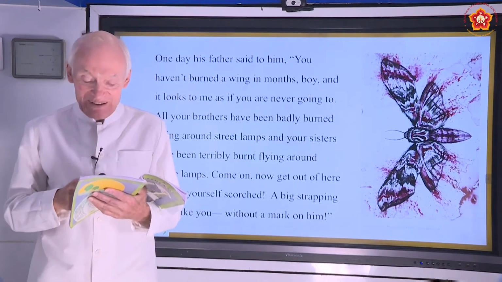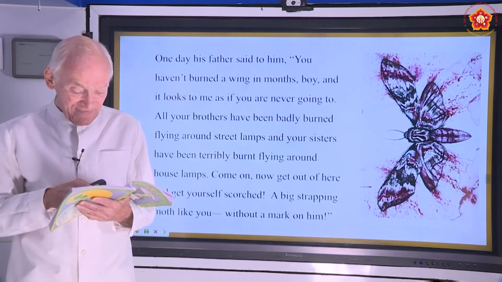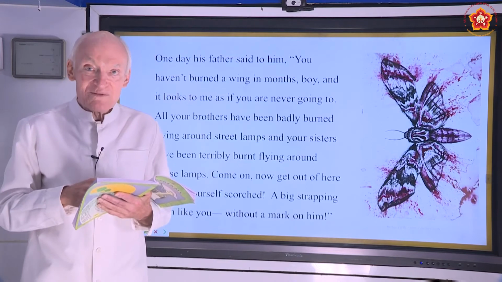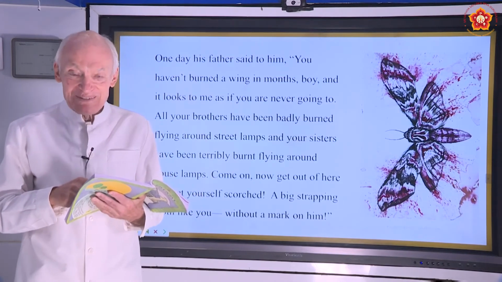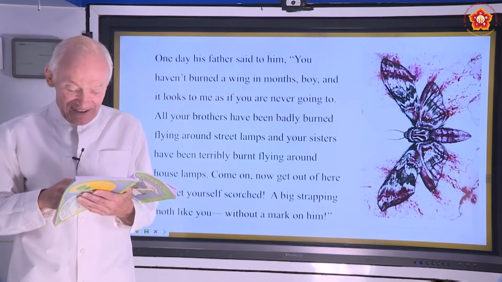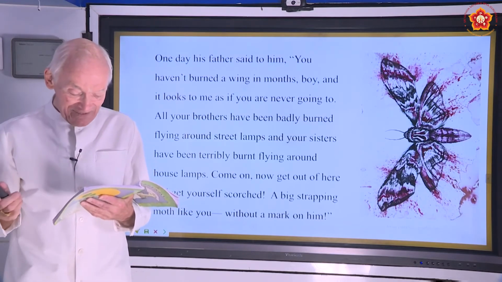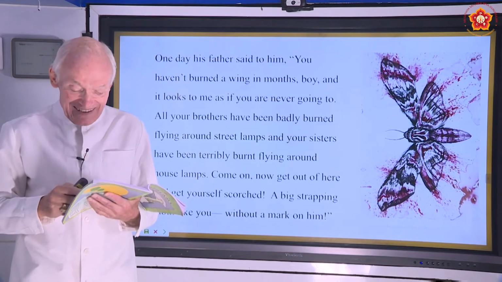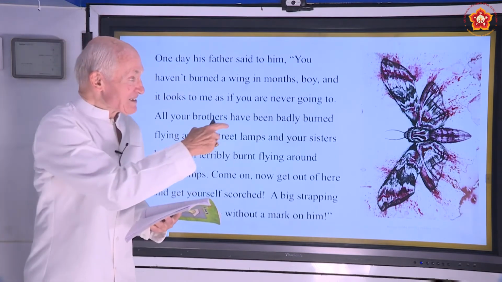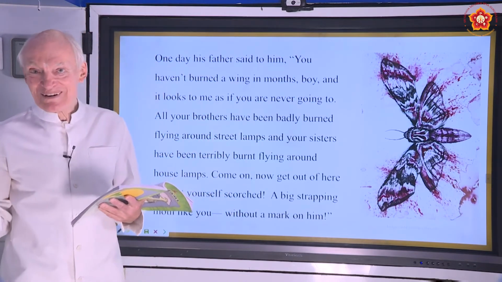One day, his father said to him, "You haven't burnt a wing in months, boy, and it looks to me as if you're never going to. All your brothers have been badly burned flying around the street lamps, and your sisters have been terribly burnt flying around the house lamps. Come on now, get out of here and get yourself scorched. A big strapping moth like you without a mark on him." Here you can see the big moth, and they want him to get burned by going around these lights.